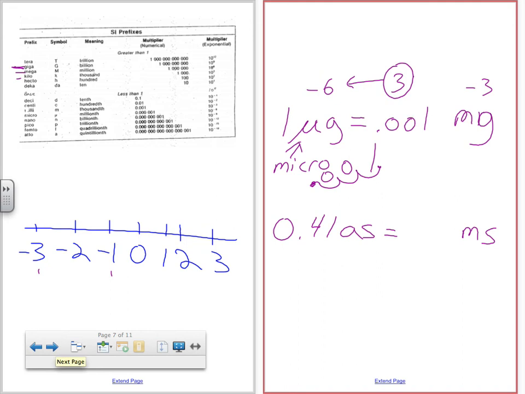All right, here we go. One last example here, and we'll turn you loose. So you have 0.41, just in time for the bell, 0.41 attoseconds, and then we have equals how many milliseconds? So we take a look here, and the prefix is -18. So -18, huge number now.